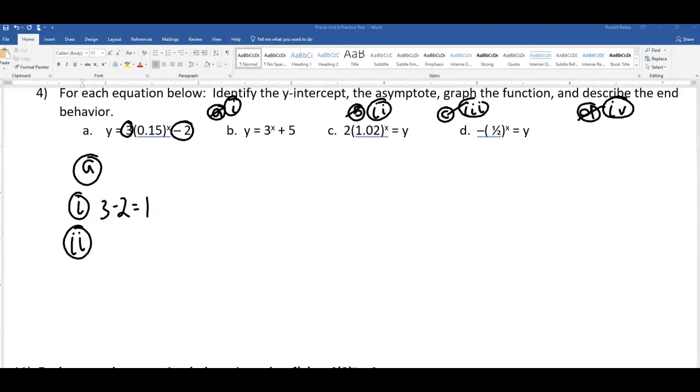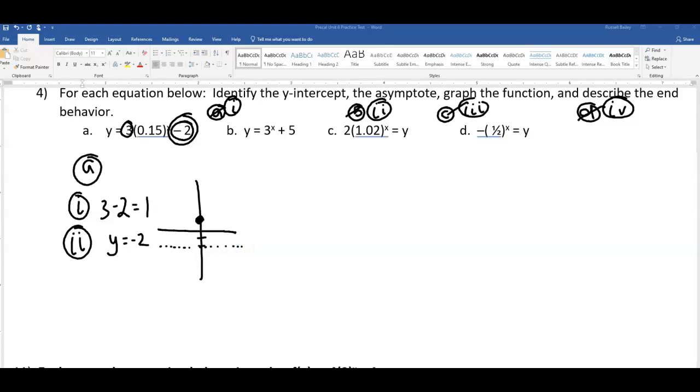All right, the next thing I want to do is find my asymptote, the horizontal asymptote, and that's the last number here. So that's y equals -2. And at that point, we're pretty much ready to graph it. My y-intercept is 1, so I'll put a dot at 1 on the y-axis. My horizontal asymptote is -2, so I'll put a horizontal line there through -2.